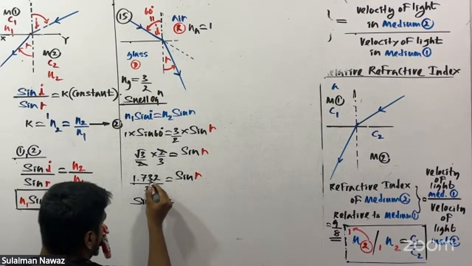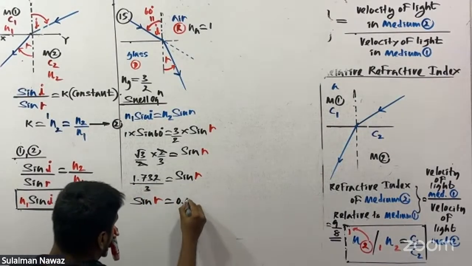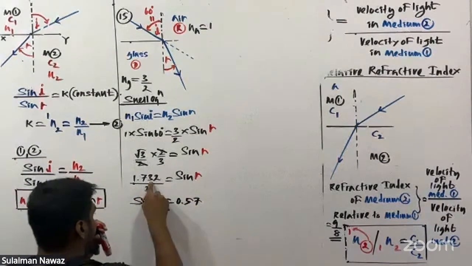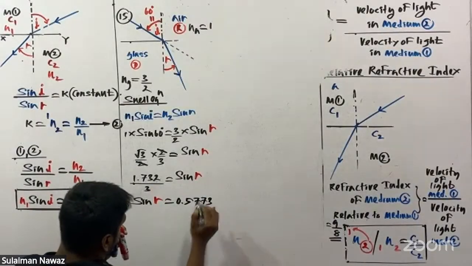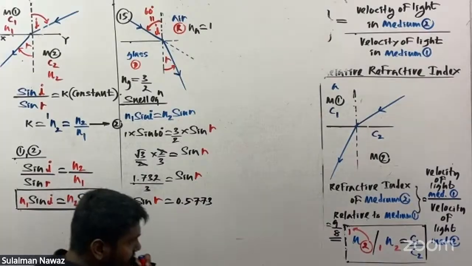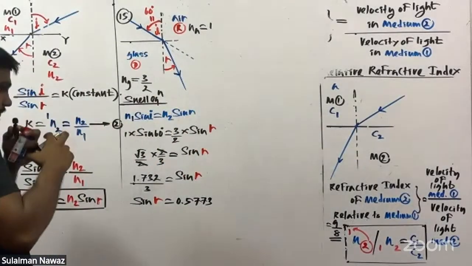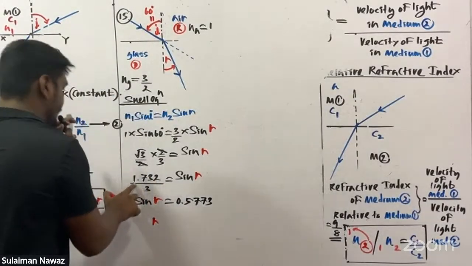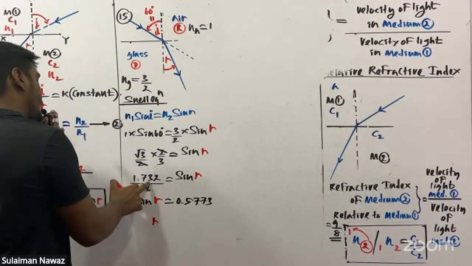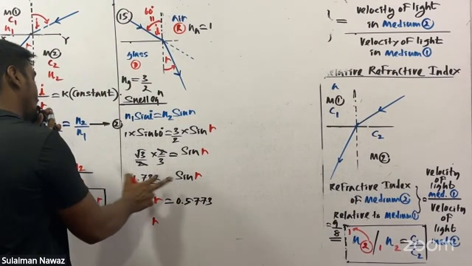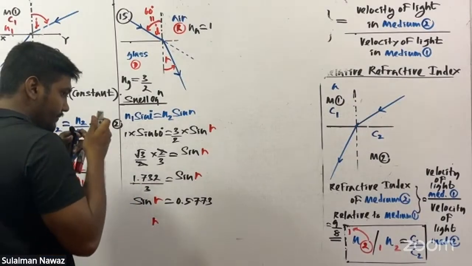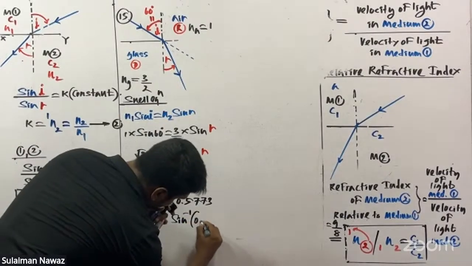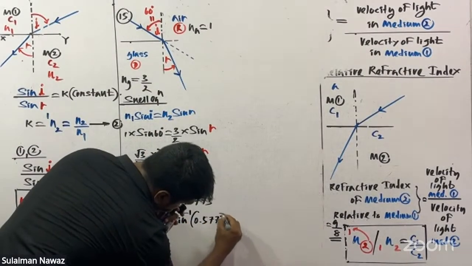If you divide 1.73 by 3, it means 0.5, then 7, then 7, then 3. 0.5773. If I'm wrong, tell me. r means sine inverse of 0.5773. Now, I need your help.